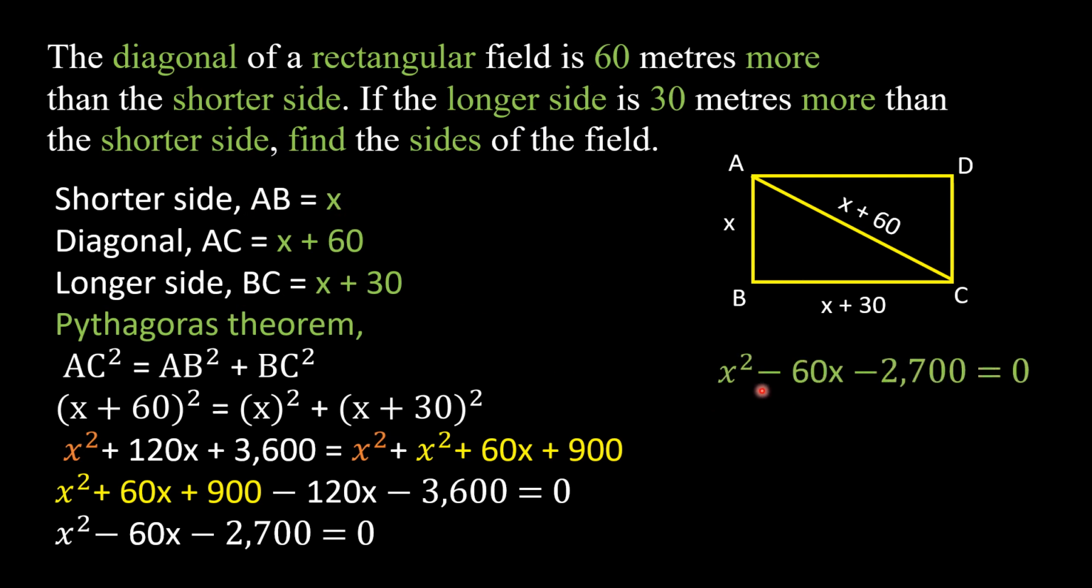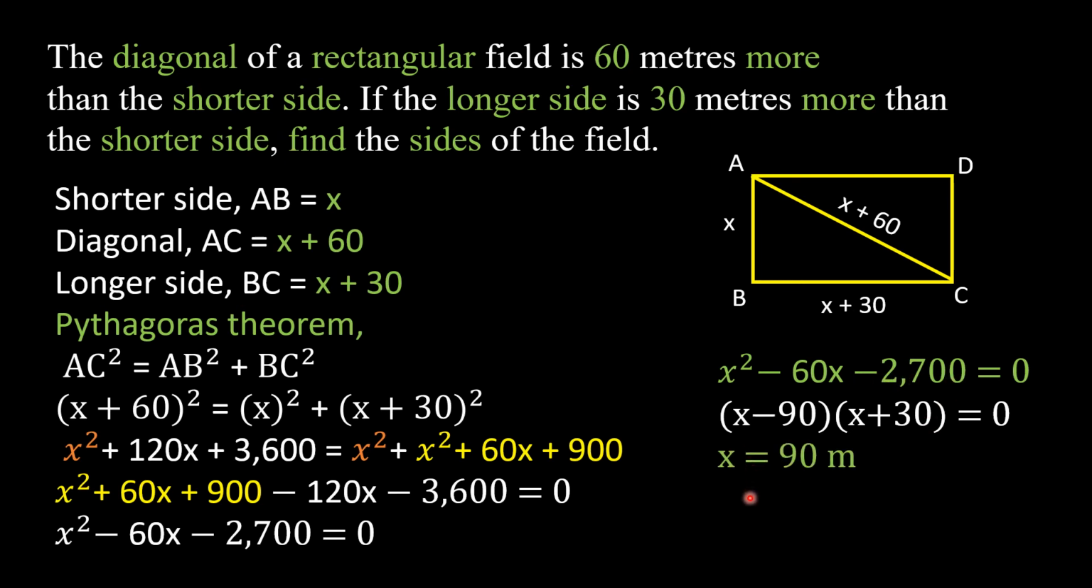Now we have to find two factors of minus 2700 such that the sum of these factors will be minus 60, and two such factors are minus 90 and plus 30, because minus 90 plus 30 is minus 60, and minus 90 multiplied by 30 is minus 2700.